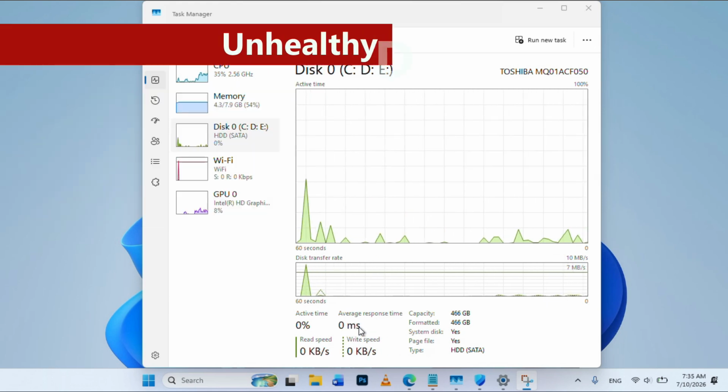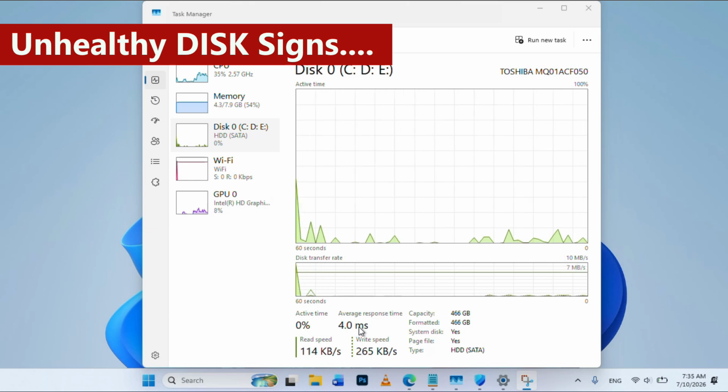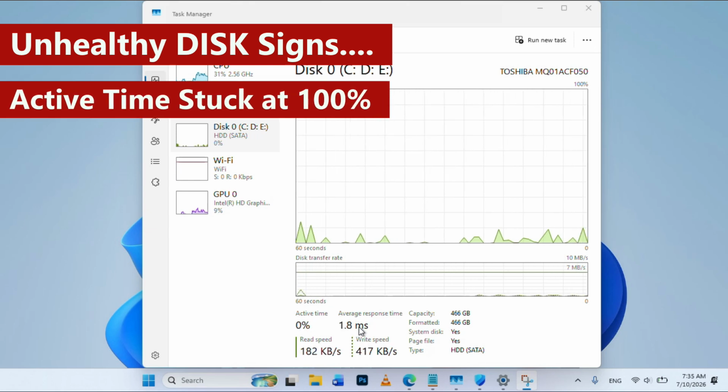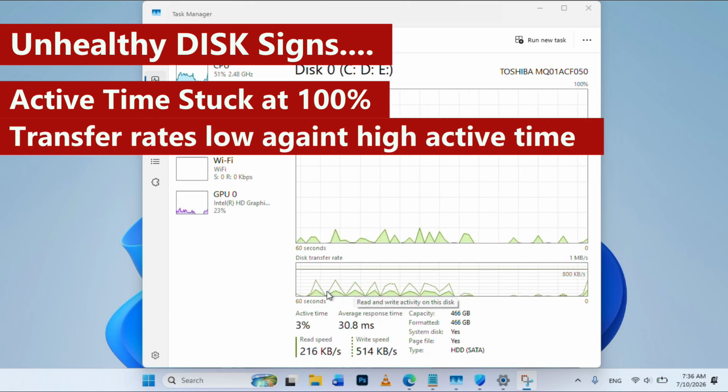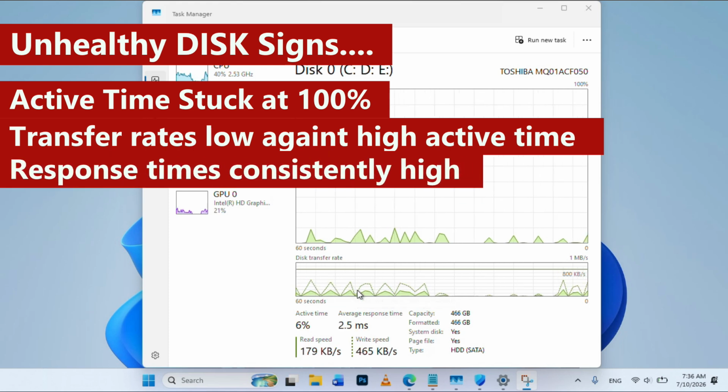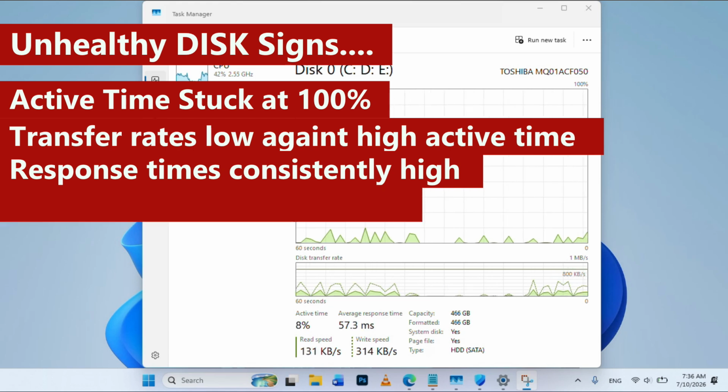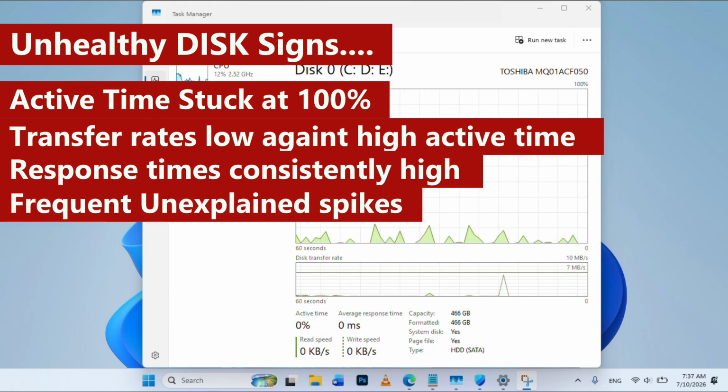Here are the unhealthy signs. If active time is stuck at 100% even when idle, or transfer rates are low despite high active time, that shows the drive is struggling. Response times consistently high show a disk bottleneck. And frequent unexplained spikes, like background tasks, malware, or failing, show there is some problem with your disk.